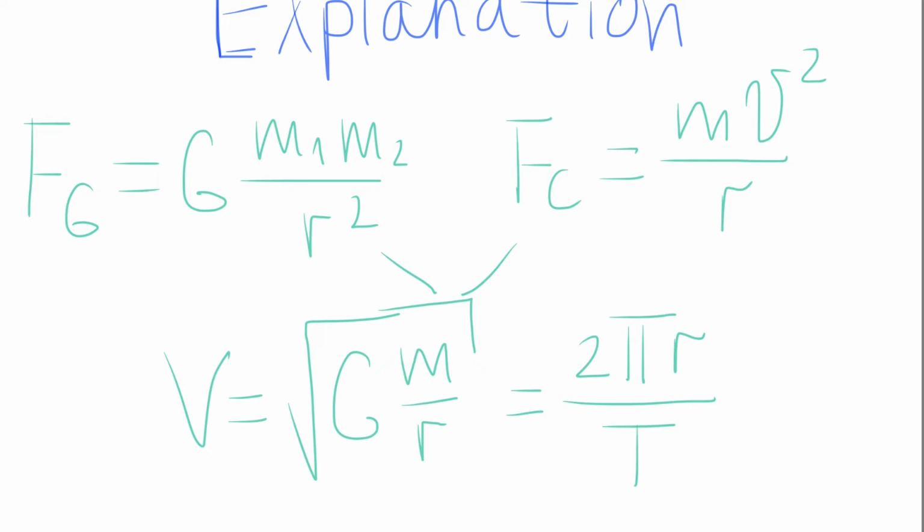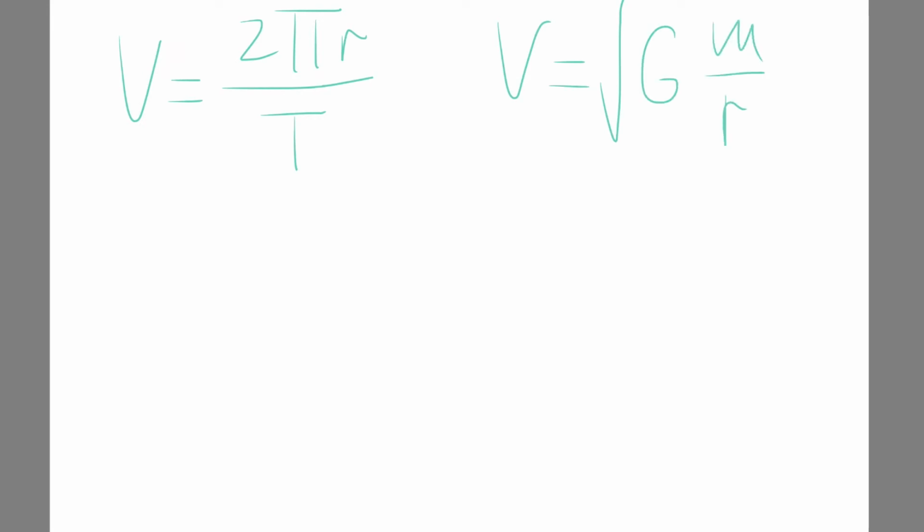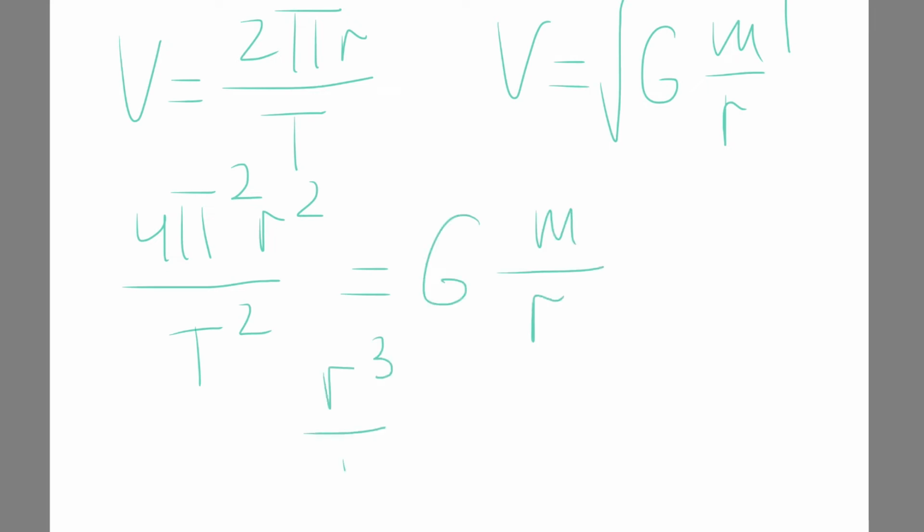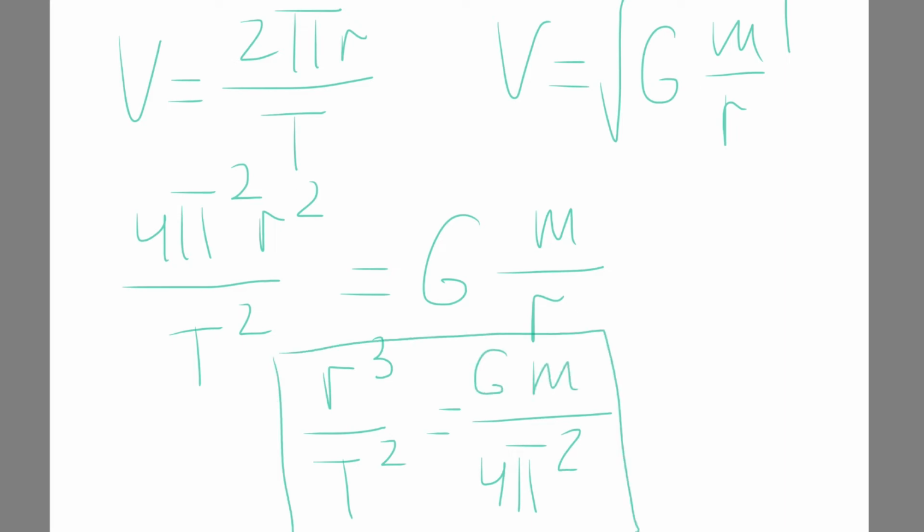But we also know the formula of velocity, which equals 2 pi r divided by T, which is the period. So then we can square these two formulas. As a result, we will get that the cube of the radius divided by the square of the period is equal to the gravitational constant multiplied by the mass and divided by 4 pi squared. On the right side of the formula, all of them are constant, including the gravitational constant, mass, and pi.